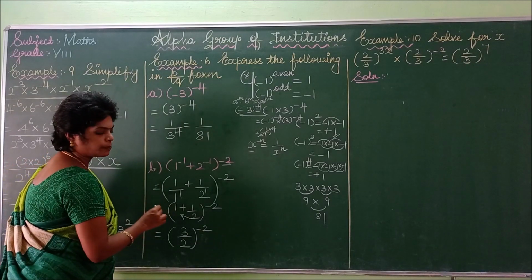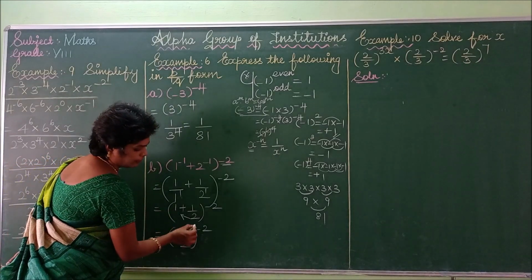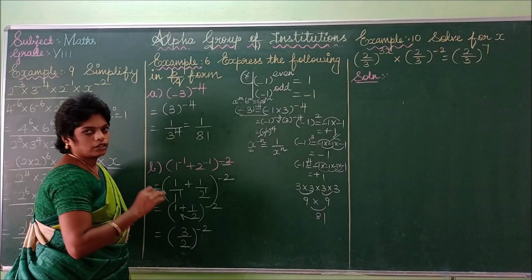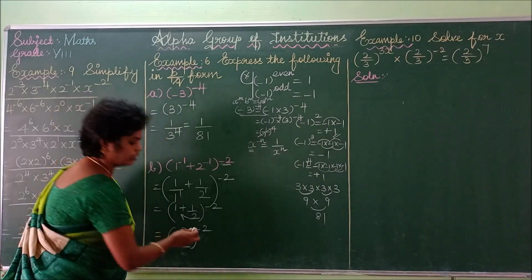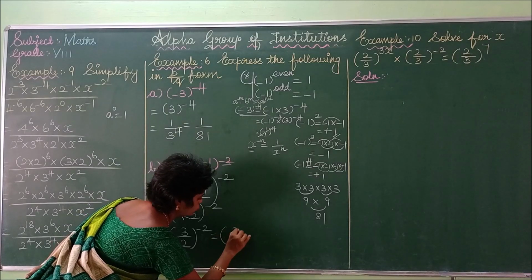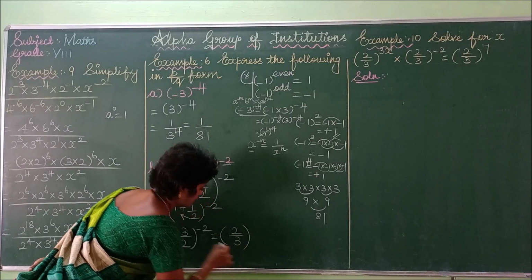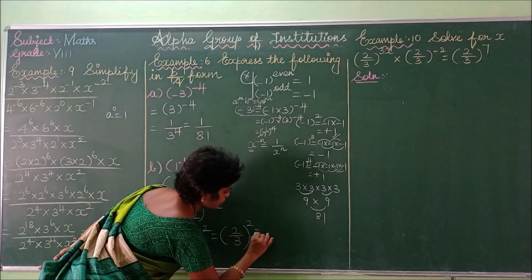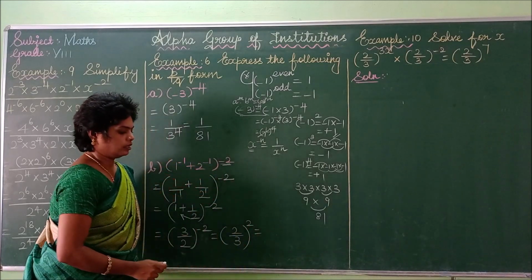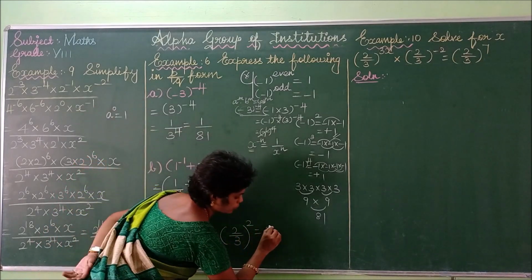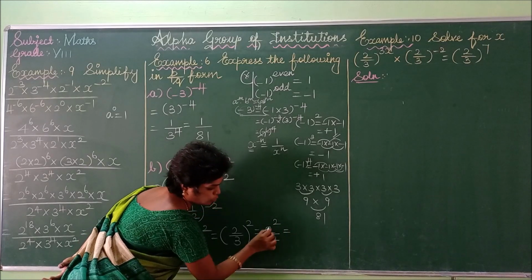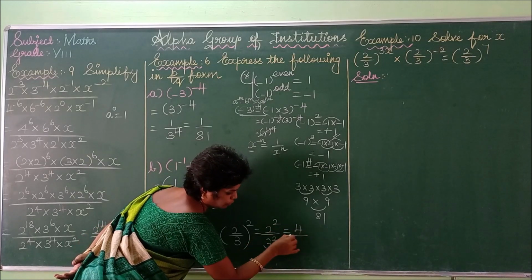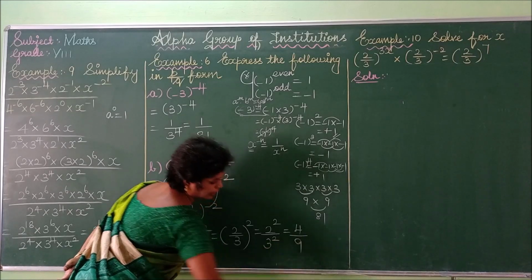In the previous law we saw that if the power is negative and it changes into positive, the value gets reciprocated. So this can be represented as 2 by 3 whole power 2. Apply the power inside: 2 power 2 divided by 3 power 2. What is 2 power 2? 2 power 2 is 4, divided by 3 power 2, which is 9.